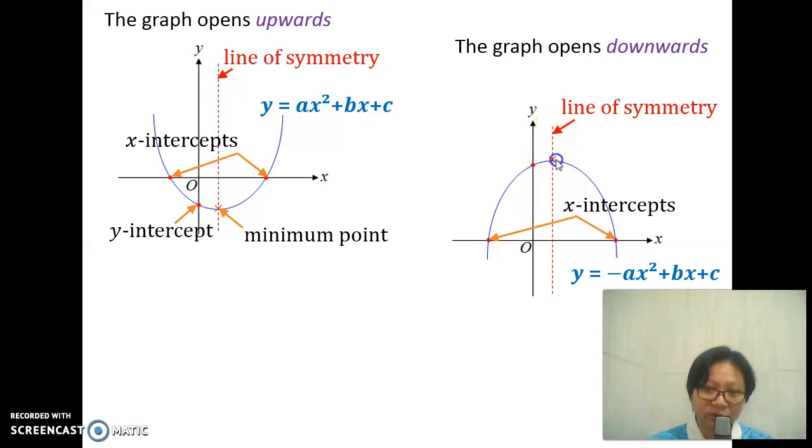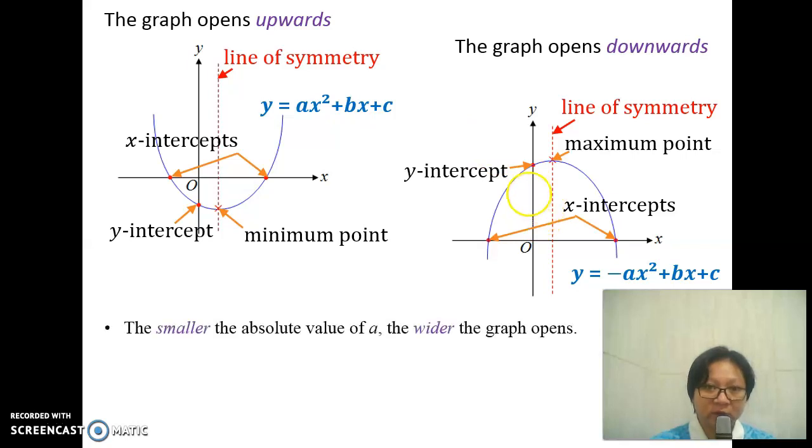This is the line of symmetry, and this is the turning point or the maximum point. The maximum point lies on the line of symmetry. And then this is the y-intercept. The y-intercept is when the graph cuts the y-axis. Okay, these are the parts of the graphs of quadratic equations.